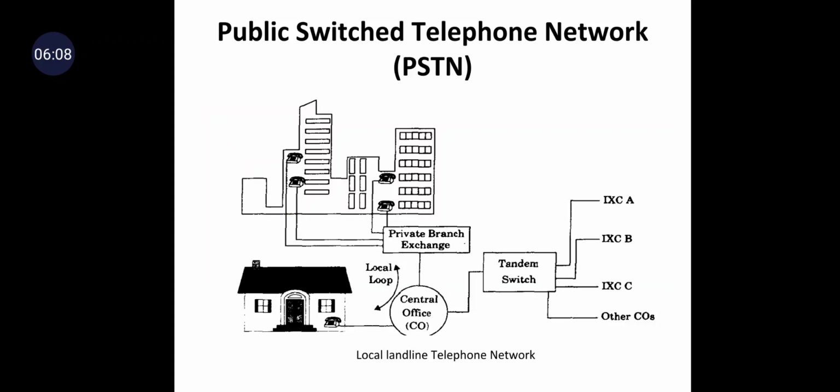This is the diagram of a local landline telephone network. There are several landline telephones. They are first connected to a private branch exchange, and there will be several private branch exchanges in several areas. They are connected together to a central office, that is CO. And there is a switch called the tandem switch. Using that switch, the central offices are connected together.